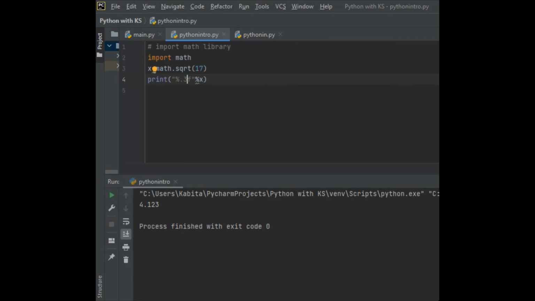Hope all of you have understood. In next lecture, we will learn how to solve the algebraic equation in Python.